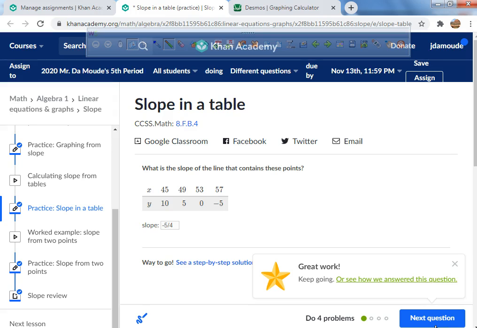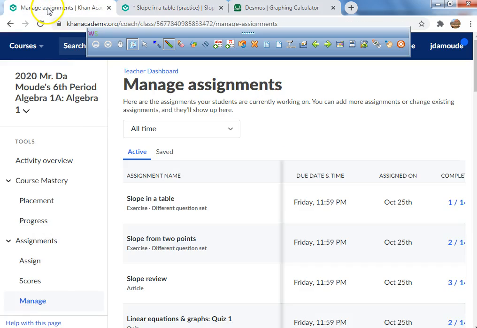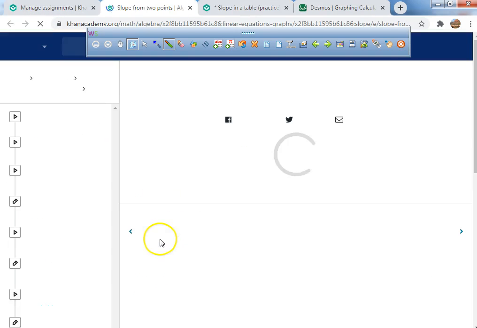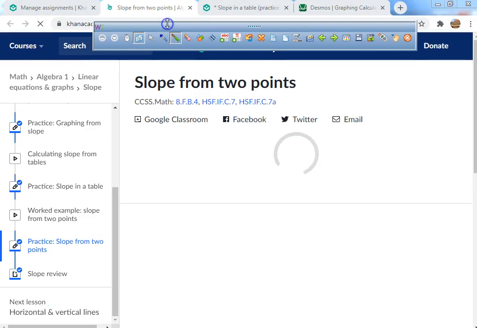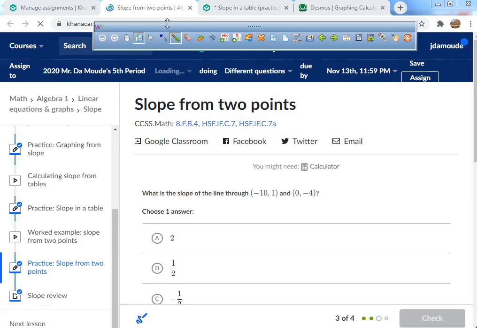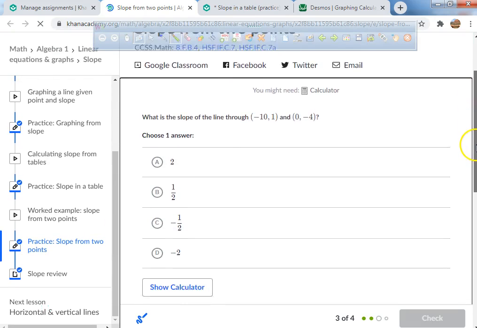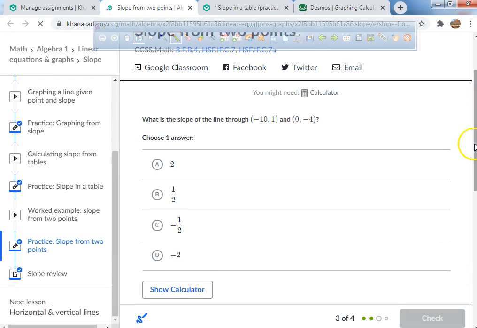Okay? Now, we're going over one more concept in this video. I need you guys to put in your journal slope from 2 points. And we're just going to do one problem, and that's it. Then you have the rest of the period to work on these and get them done.